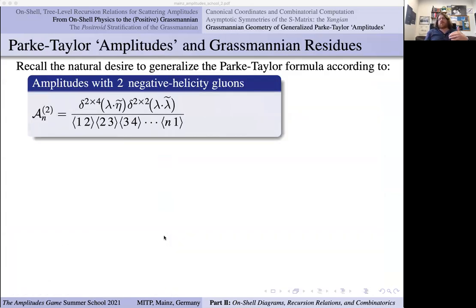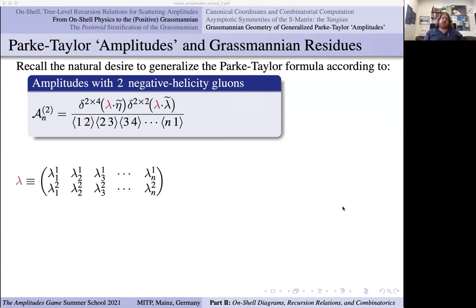So another way that we could have really led ourselves to this Grassmannian was by just starting at the Parke-Taylor amplitude. Remember, this is what the amplitude is for 2 negative helicity particles and some number of particles, where you have just these little lambda minors down here. And we'd like to somehow guess a generalization of this formula for some other number m, say, of negative helicity.